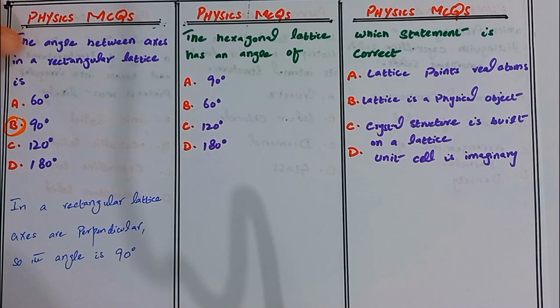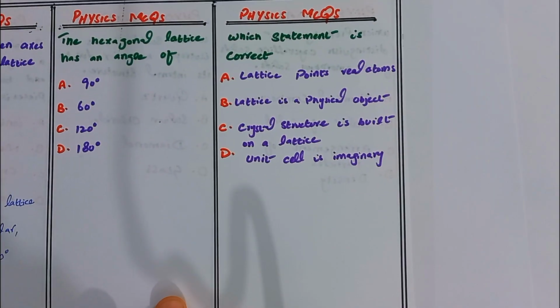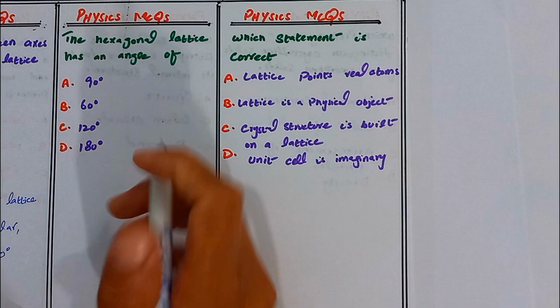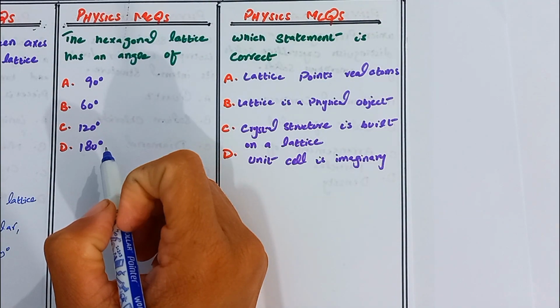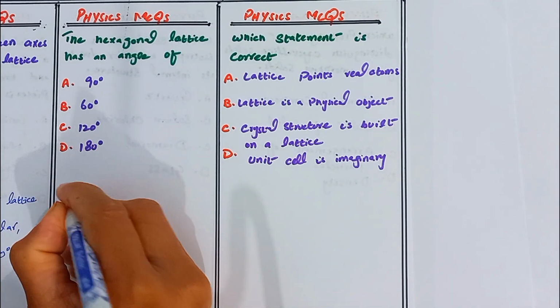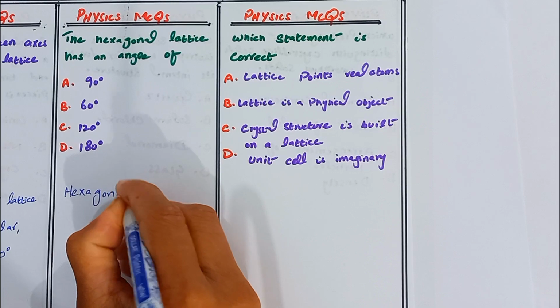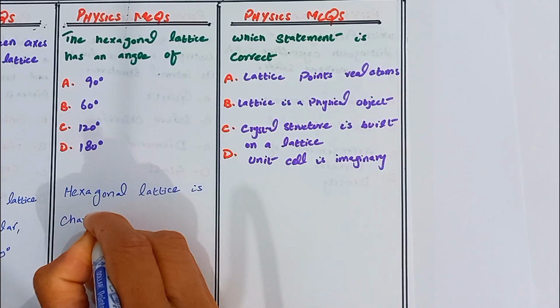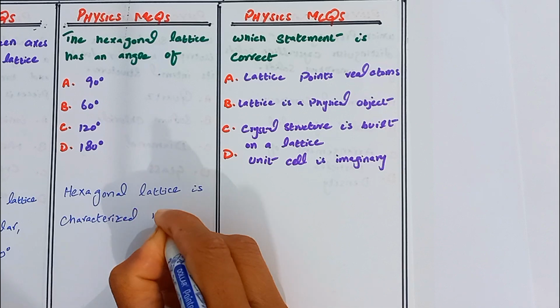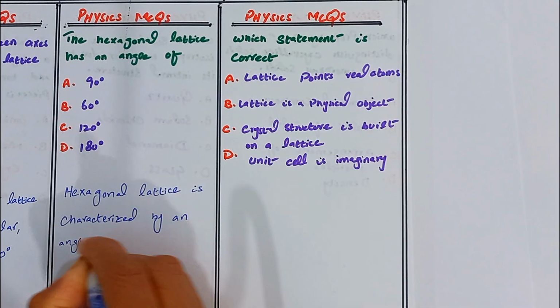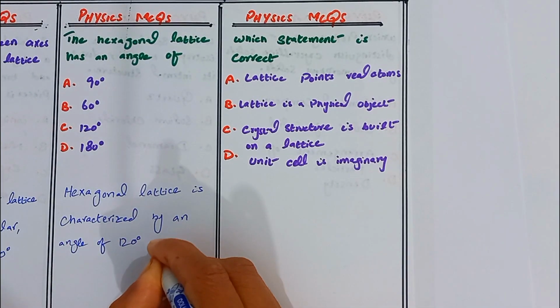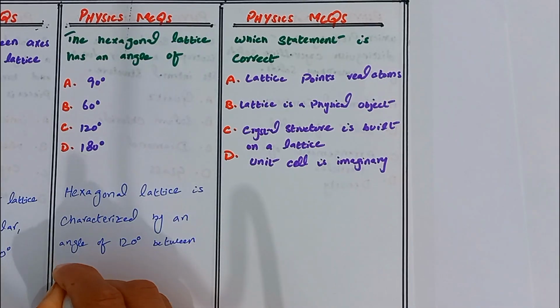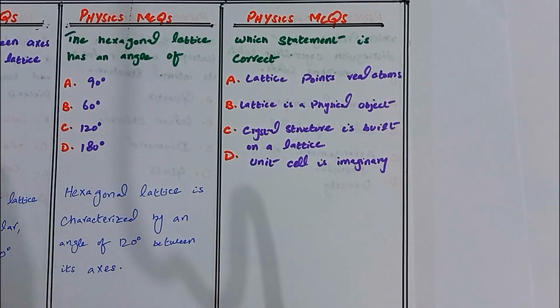Okay, now we move to the second MCQ. The hexagonal lattice has an angle of 90 degrees, 60 degrees, 120 degrees, or 180 degrees. We know that a hexagonal lattice is characterized by an angle of 120 degrees between its axes. So here the correct option is option C.